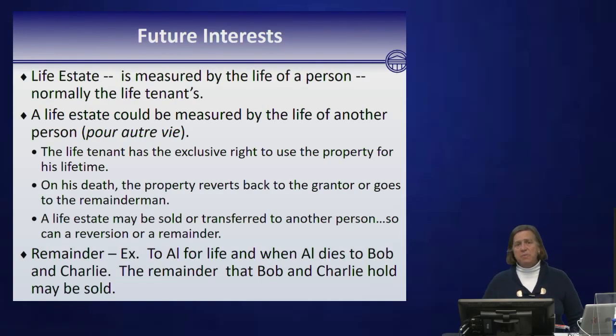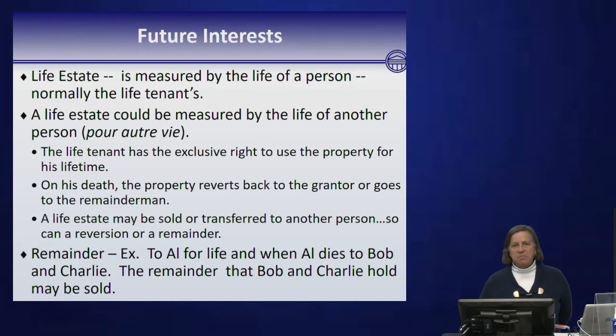A life estate could be measured by someone else's life, and we call that type of a life estate pour autre vie. So with a life estate, the life tenant has the exclusive right to use the property for their lifetime. They could sell it. They could sell their life interest in that property. On death, the property either reverts back to the person who created it in the first place, that's the grantor, or that interest could go to another person known as the remainderman.